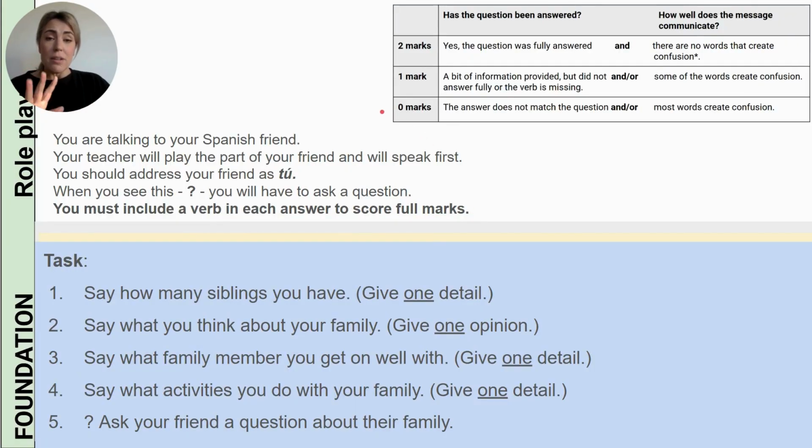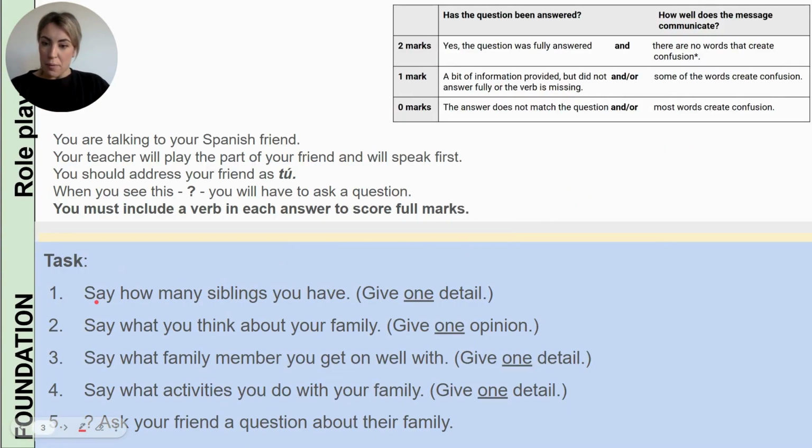There are 10 marks. There are 5 bullet points here. So as you can see, you can get 2 per question. So for you to get 2 marks per question, you must answer the question with a verb, and what you say, the words you say, do not create confusion. Okay, so here we go.